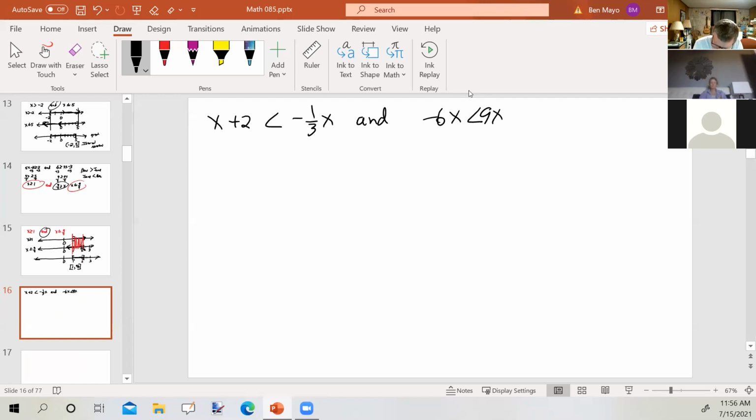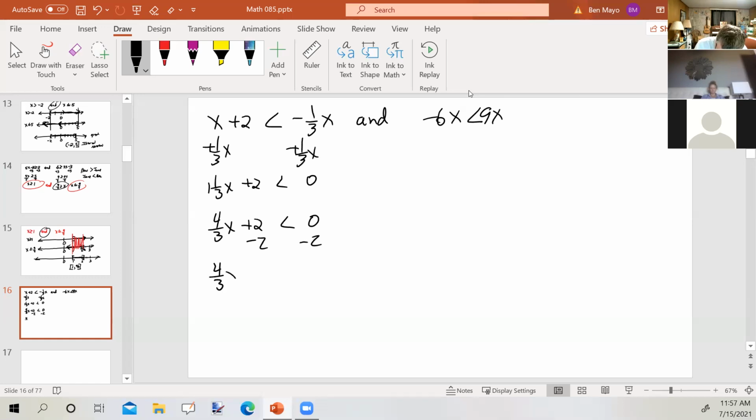So for the first inequality, I'm going to add 1/3 x to both sides. That's going to give me 1 1/3 x plus 2 less than 0. Okay, but remember I said I want to avoid mixed numbers. So 1 1/3 would be 4/3 x. Are we okay with how I got there? If not, say so and I'll walk through it. Okay, subtracting 2 from both sides, 4/3 x less than -2.